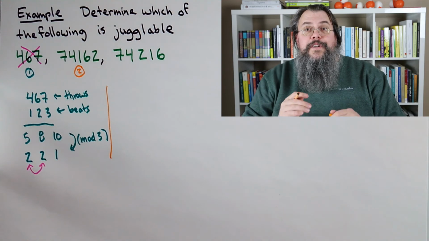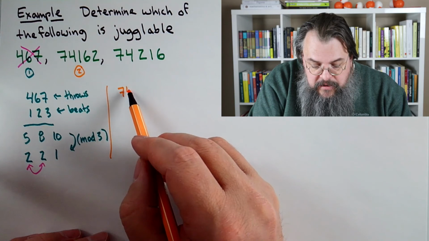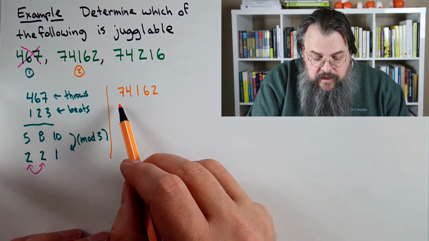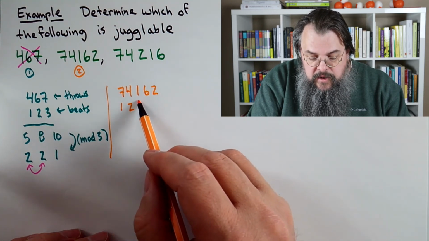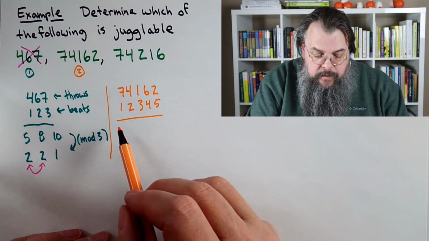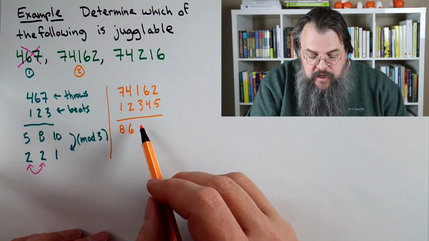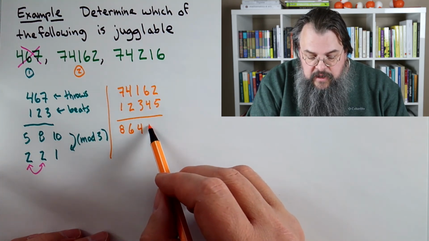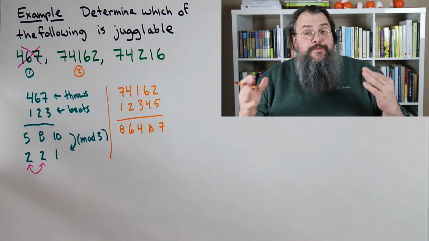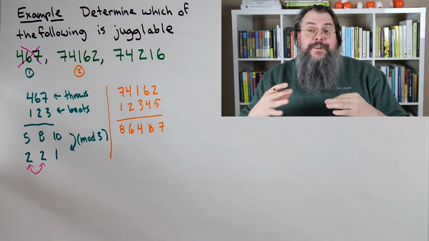7, 4, 1, 6, 2. All right. So here we go. 7, 4, 1, 6, 2. Our throws. Underneath it, we'll write down the beats. 1, 2, 3, 4, 5. Add things up. 7 and 1 makes 8. 4 and 2, 6. 1 and 3, 4. 6 and 4, 10. 2 and 5, 7. Okay, promising, but we're not done yet. What's our next step?